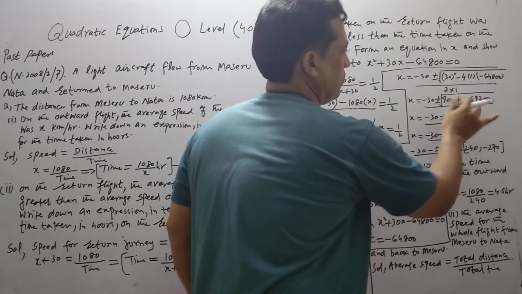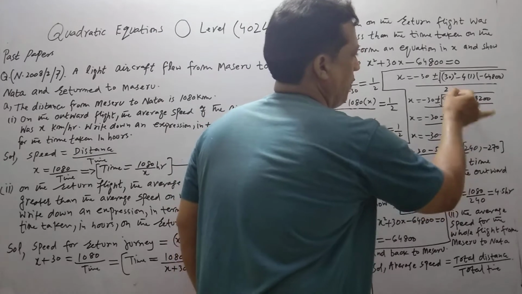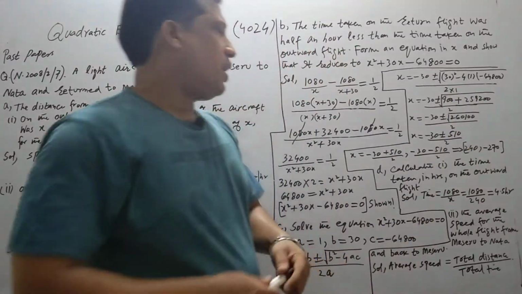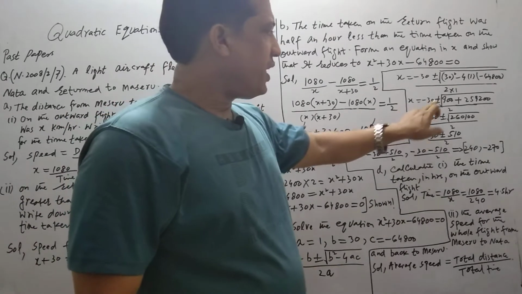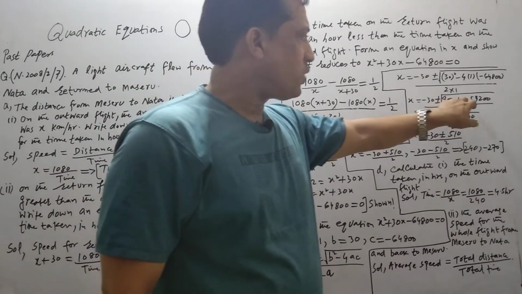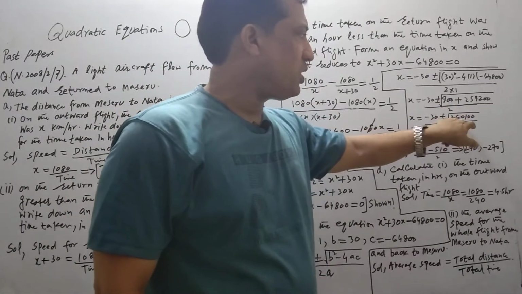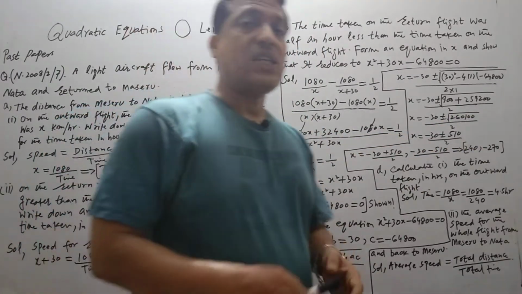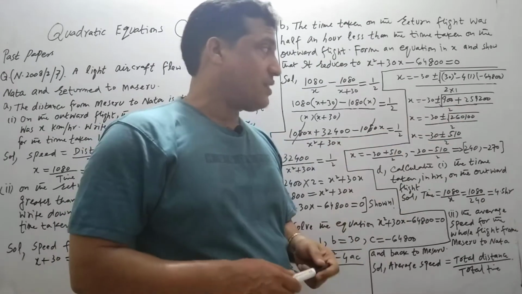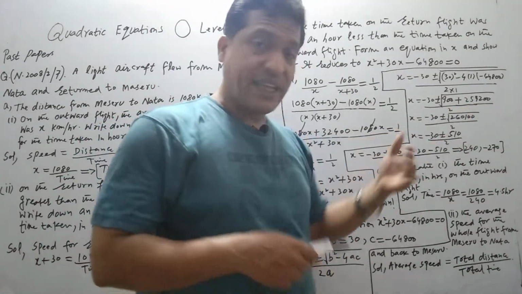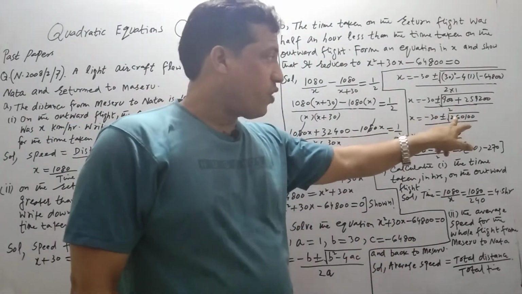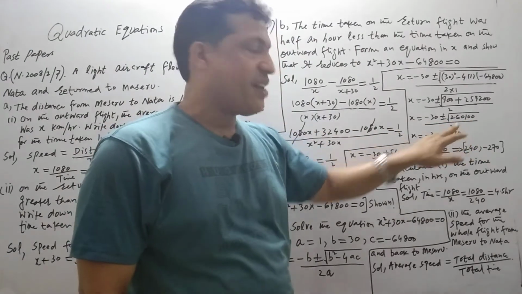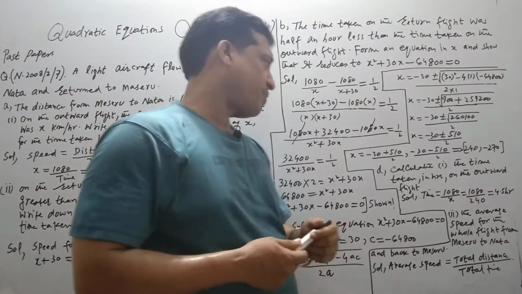259200 upon 2 ones are 2. Now next step, minus 30 plus minus 900 plus 259200 is 260100. And if you find the square root of 260100 by using calculator, the square root of 260100 is 510.